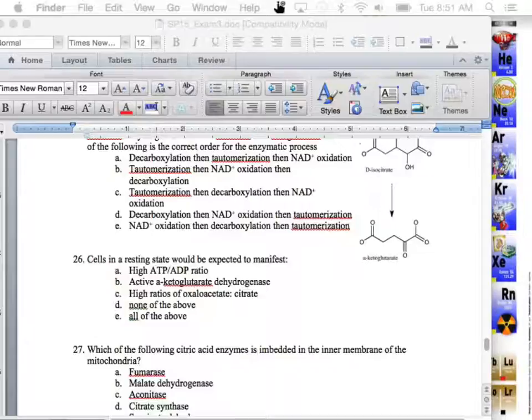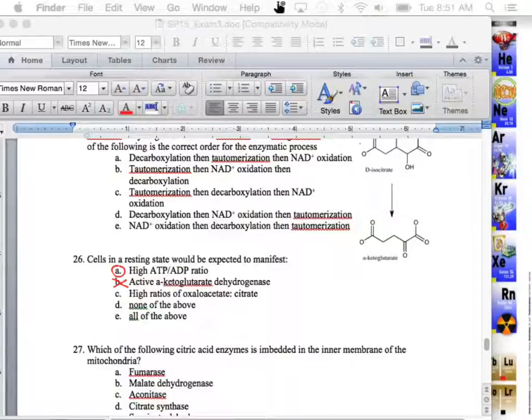What about the next answer? Alpha ketoglutarate dehydrogenase produces NADH. NADH produces ATP. Do I want more ATP? No. I want an inactive form, so that doesn't make sense.